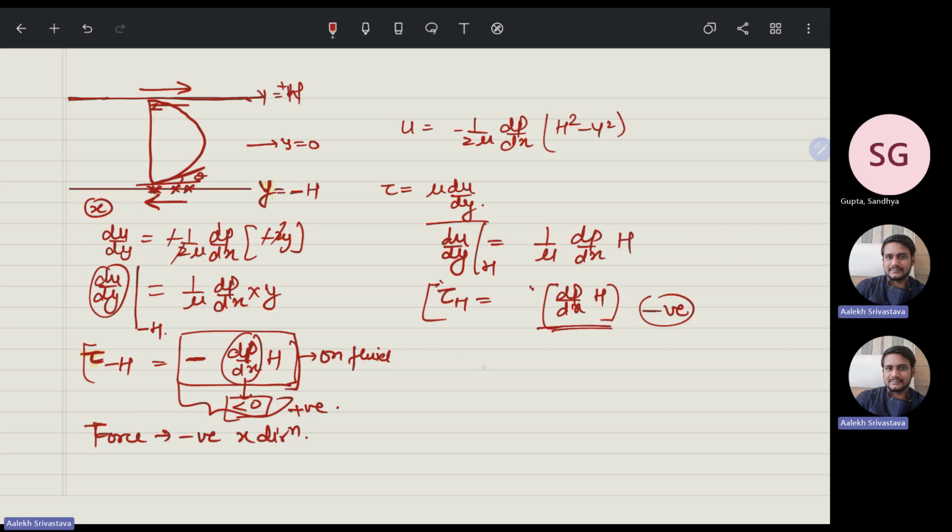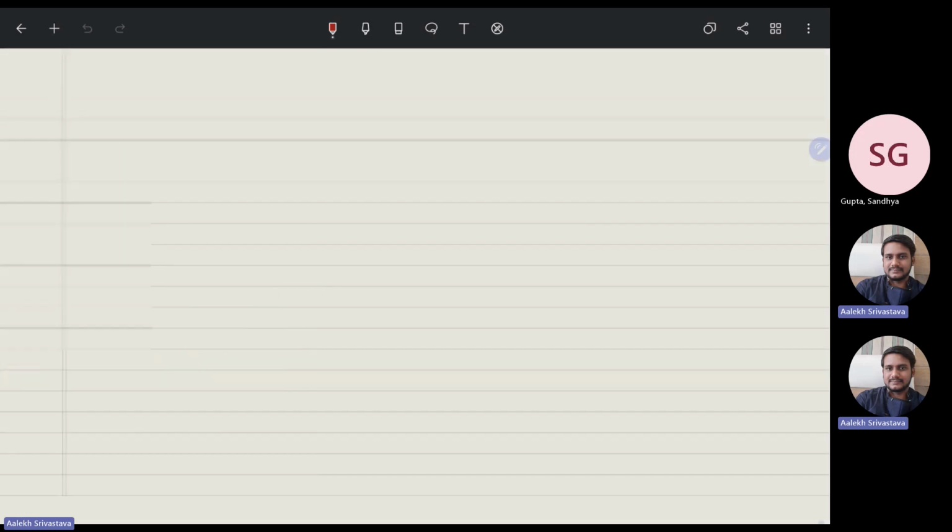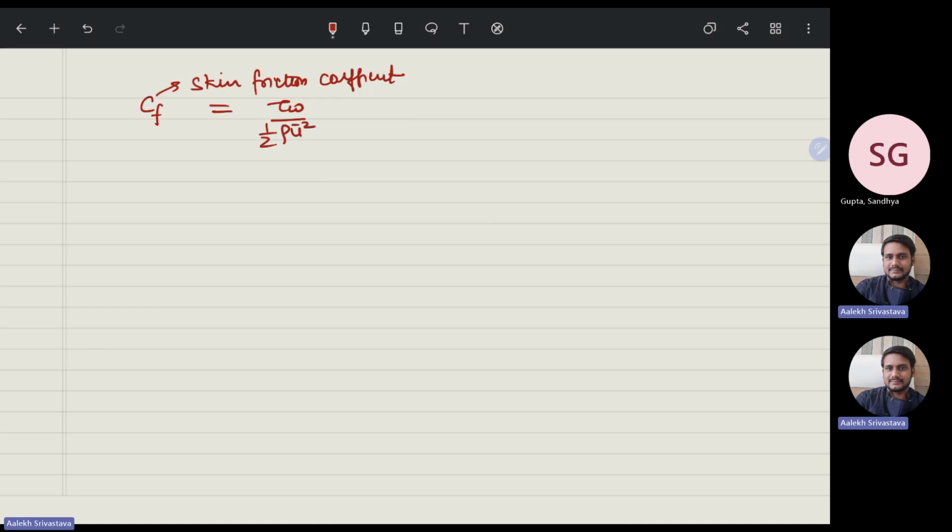Now, there is a relation that I already told you: U max is equal to 3 by 2 of U bar. So this is the maximum velocity that happens at the center, and U bar is the mean velocity, and U max is 1.5 times the mean velocity. Another thing you need to find is what is called the skin friction coefficient. CF is equal to tau wall by half rho U bar square. So this is what is called the skin friction coefficient.